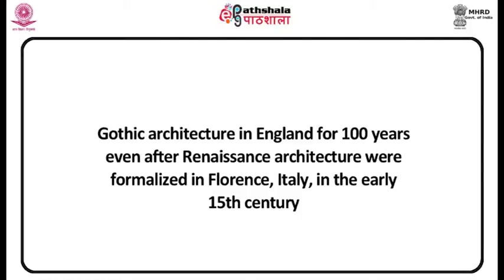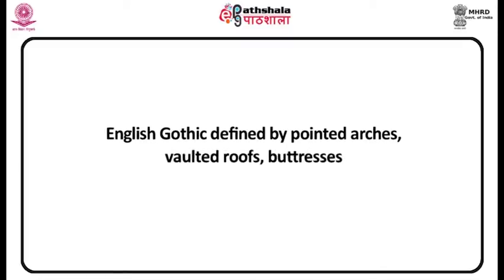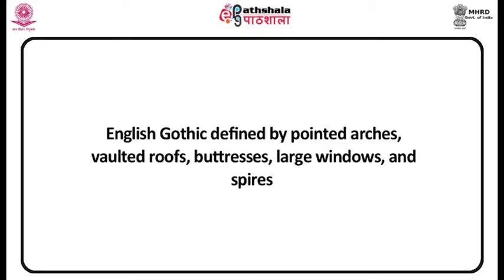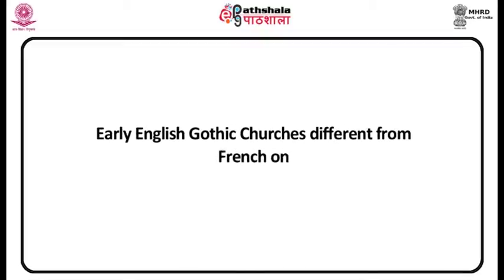in the early 15th century. Like Gothic art and architecture elsewhere, English Gothic is defined by its pointed arches, vaulted roofs, buttresses, large windows and spires. Many features of Gothic architecture had evolved naturally from Romanesque architecture, often known in England as Norman architecture. This evolution can be seen most particularly at the Norman Durham Cathedral, which has the earliest pointed ribbed high vault known. Early English Gothic churches differed in several aspects from their French counterparts.